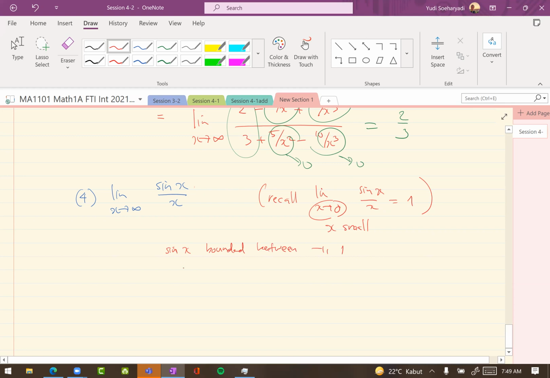When x gets larger, what we have is finite over large, so it should be small. But how to justify?